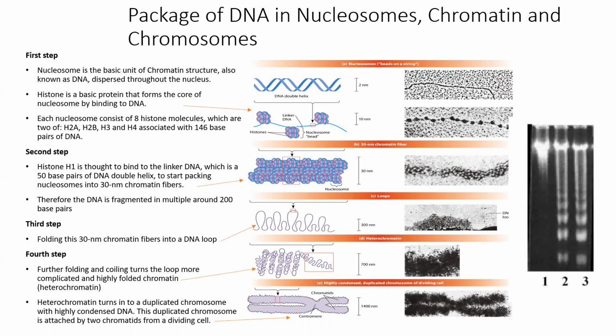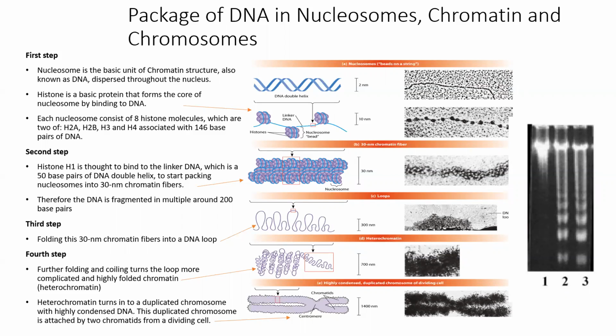So the first step, as you guys see pointing to the orange arrows, the nucleosome is the basic unit of chromatin structure, also known as DNA. It sits inside the nucleus. And the histone is the basic protein that forms the core of the nucleosome by binding to DNA. Each nucleosome consists of 8 histone molecules, which are 2 each of H2A, H2B, H3, and H4, associated with 146 base pairs of DNA.